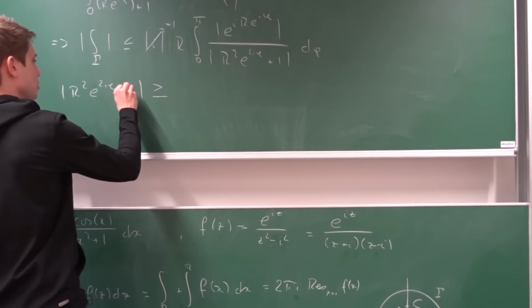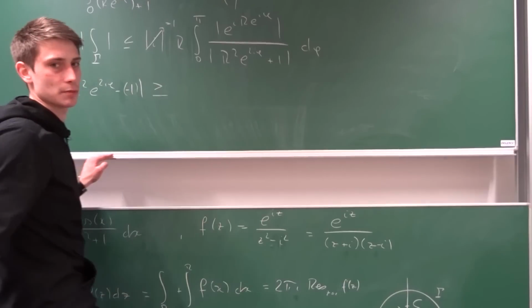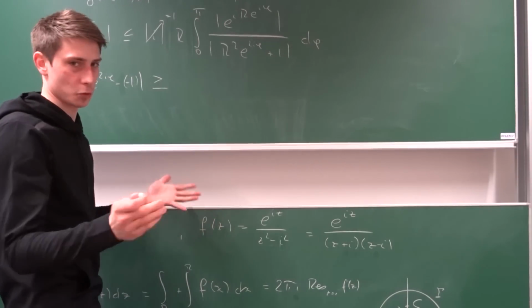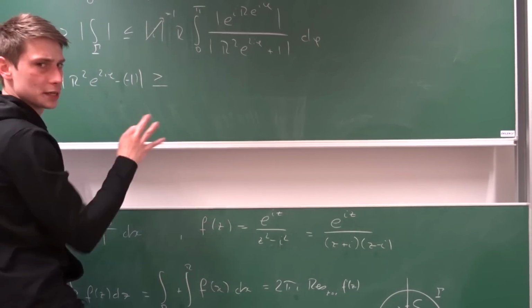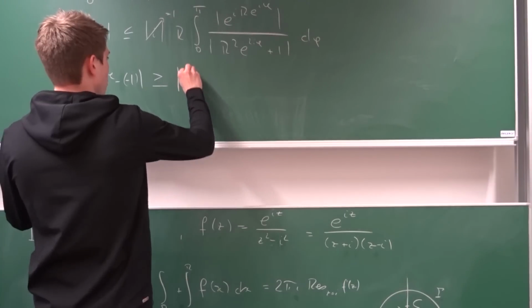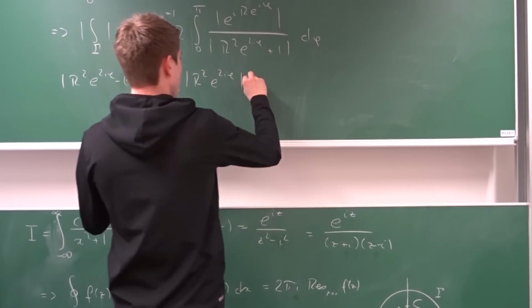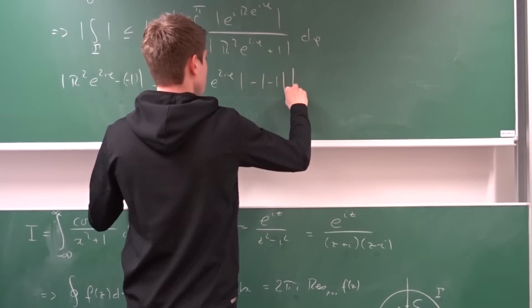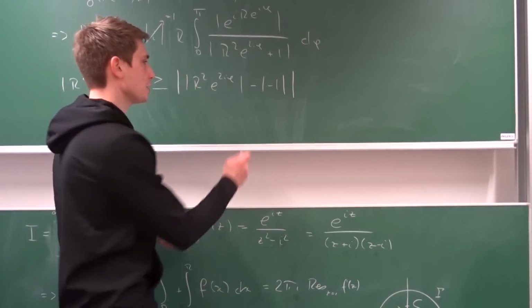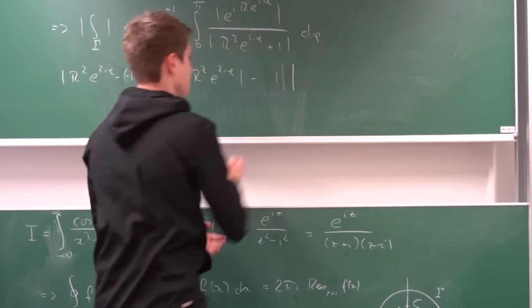There needs to be a minus here, so we are just going to turn it into a minus 1, which will give us positive 1 in the end. This term is greater or equal to the absolute value of r squared e to the 2i phi, and then minus the absolute value of minus 1. The absolute value of minus 1 is just going to give us 1, so that's nice and fine.